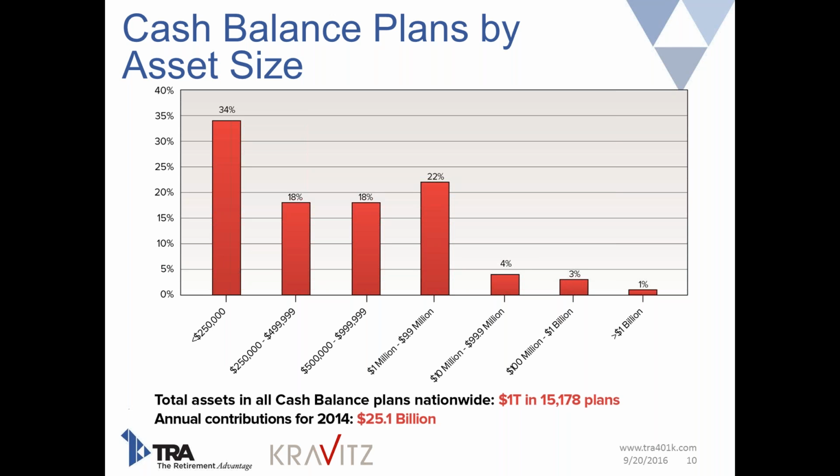You know, for 2014, even though there was $1 trillion in those 15,000 plans, the annual flow into these cash balance plans is $25 billion. So because we're able to get around those 401k limits and we're allowed to put really large contributions in for our clients, these plans grow really fast.